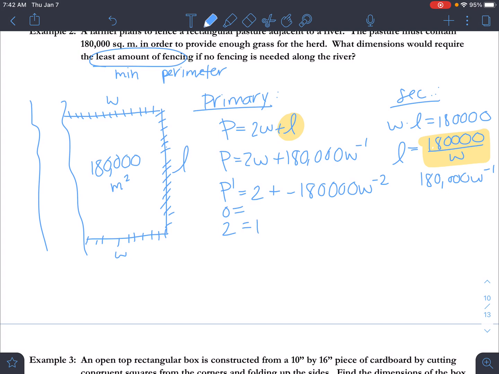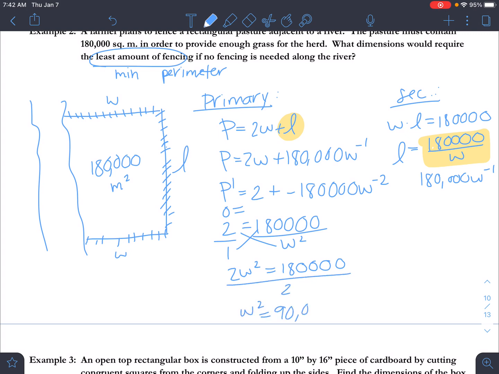So if I add over the 180,000 over W squared, I'll rewrite it this way. Basically, you just have to do a little algebra here. If you kind of cross multiply 180,000, I don't want to spend a lot of time on the algebra, since hopefully you feel okay about that. W squared is 90,000. Therefore, W is plus or minus 300. Hopefully you realize we can't have a negative width, so just 300, okay?